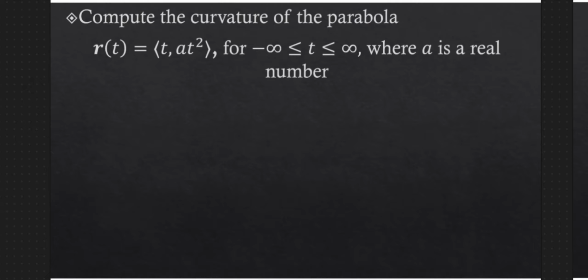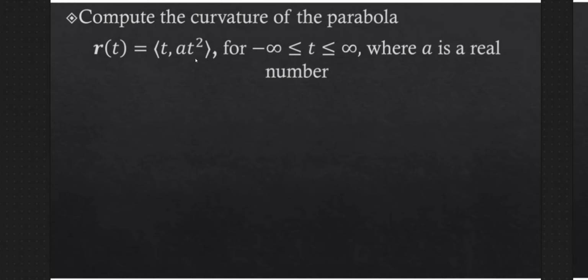Hello and welcome back. In this video we'll be working through an example where we'll find the curvature of a parabola. Here we're given a vector equation for a parabola. Notice we have a parameter a that can be changed, so we're really considering lots of different parabolas that all have vertex at the origin. Changing a is going to end up with a different type of parabola.